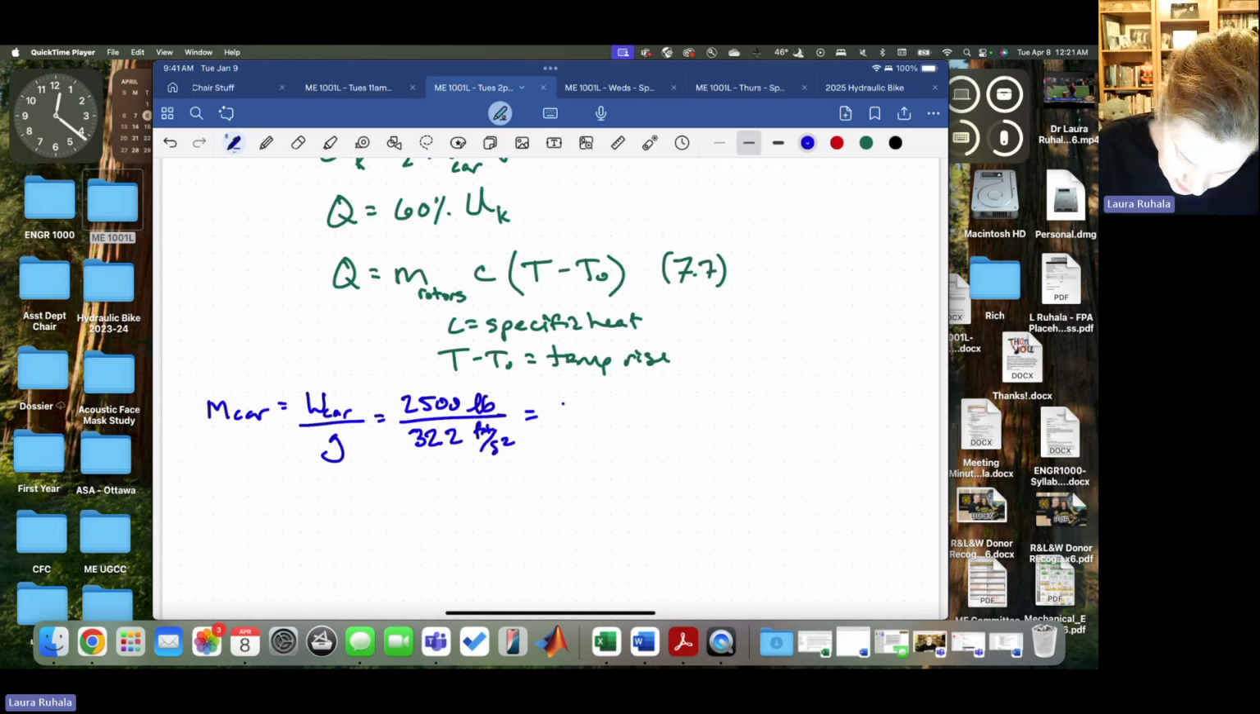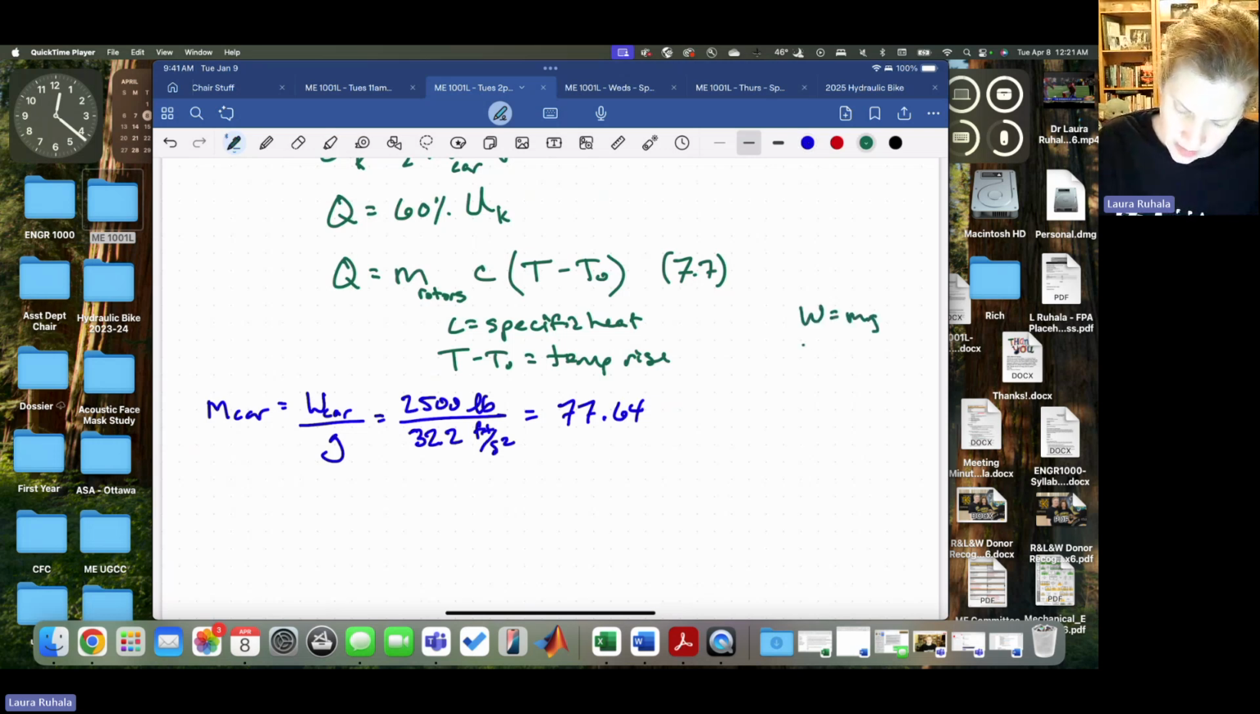This is going to be 77.64. So a pound is equal to a slug foot per second squared. So I'm going to have a slug here. So my unit for mass of the car will be slug.